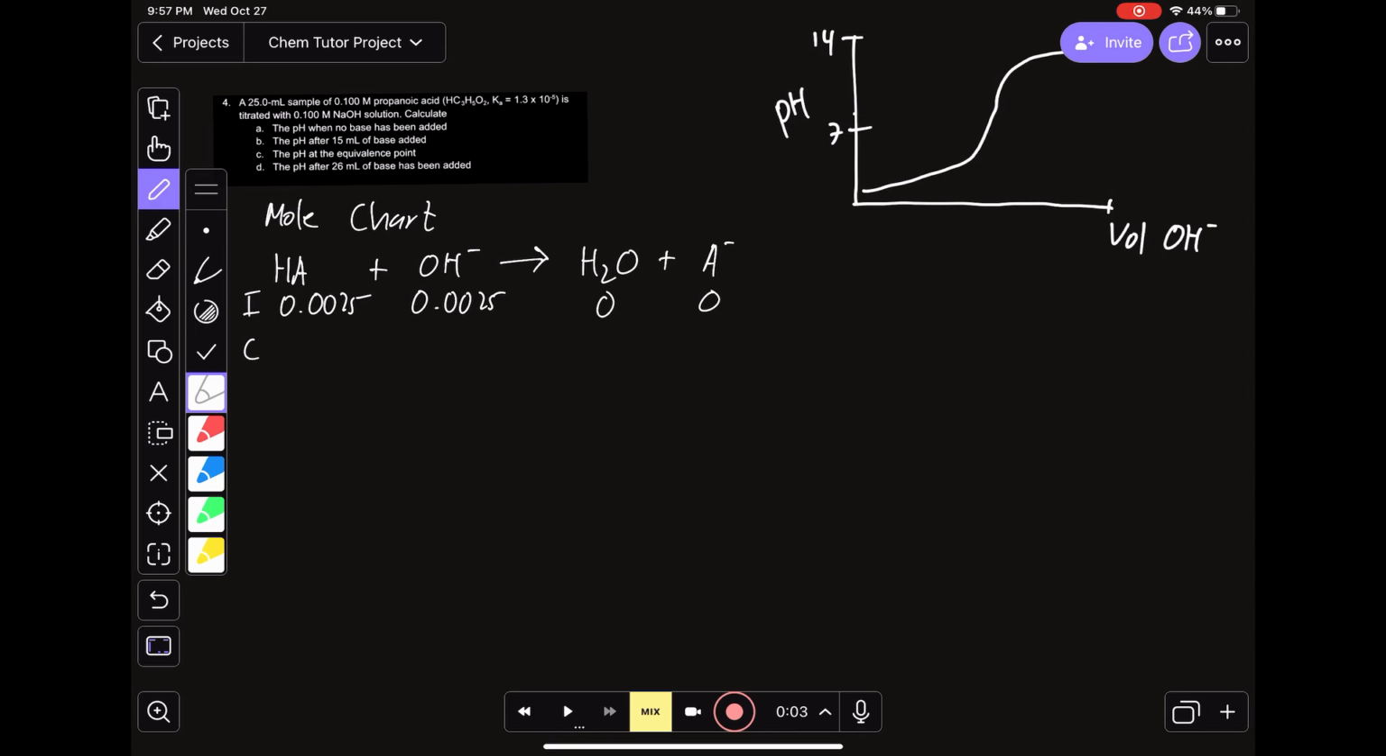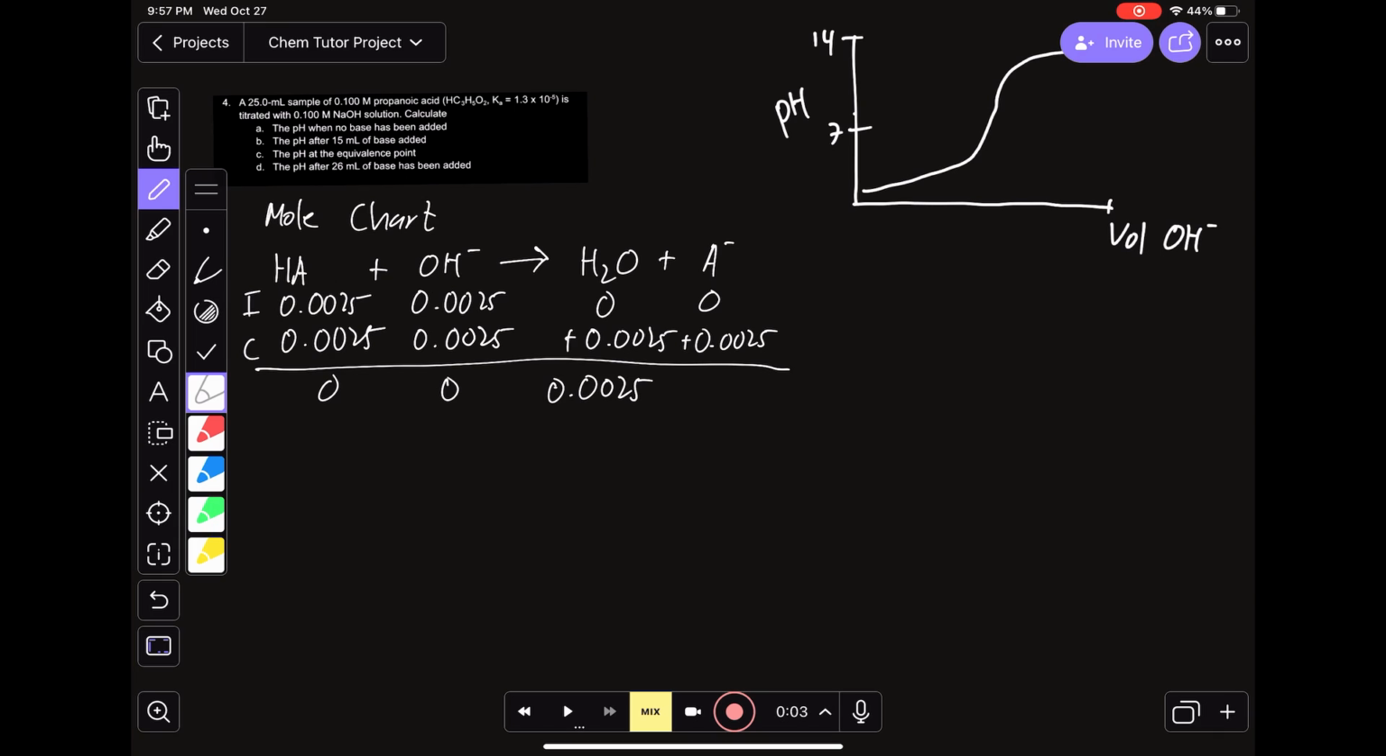Now we react. Remember, you choose which one is smaller and subtract it from the reactants. They have to be both the same, so you just subtract 0.0025, 0.0025, and then you add that to the products, since we're using up all those reactants to make these products. In the end, we get no acid left, no base left. We have a plus of 0.0025 mole of water and 0.0025 mole of conjugate base.